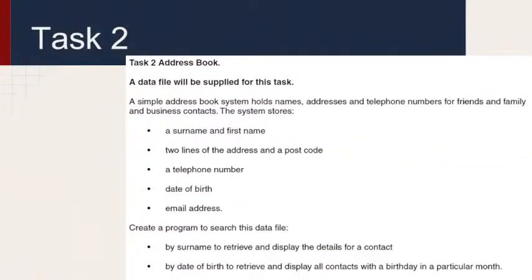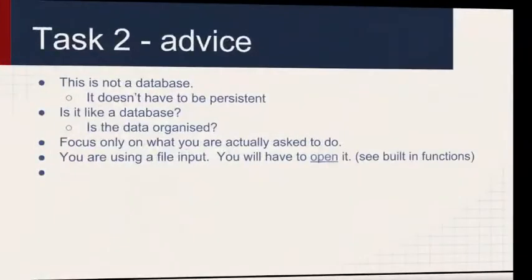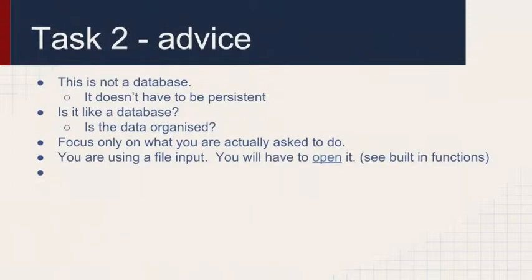Task 2 is the address book. The data file is supplied and it's on the wiki. The best advice I can give for task 2 is it's not a database. You don't need to make a database. It doesn't have to be a system, but it is like a database. Think about your data structures in task 2 and think about only doing what you are asked to do. Don't try and go too special on this, because it's a simple task that can be solved simply. You don't need to go too far on that.